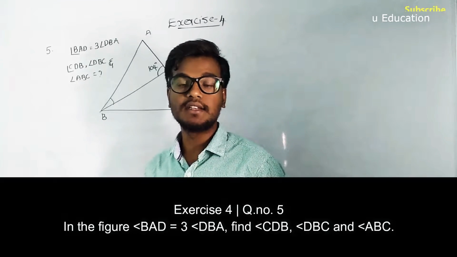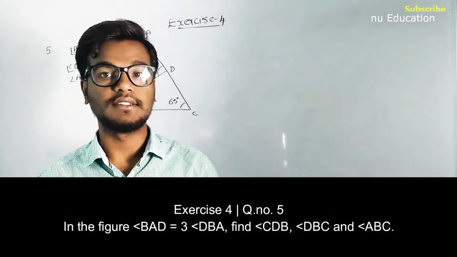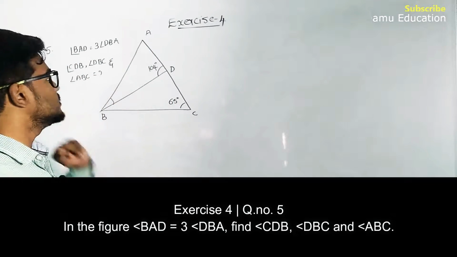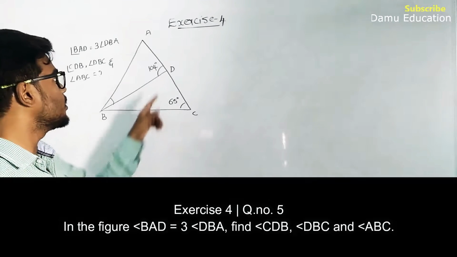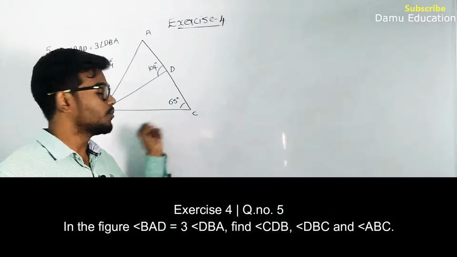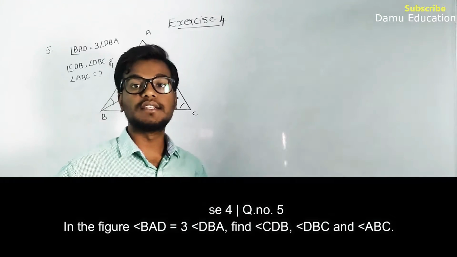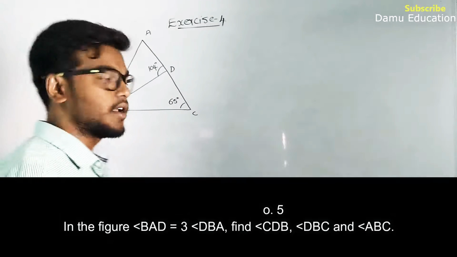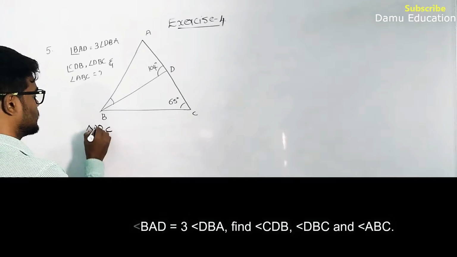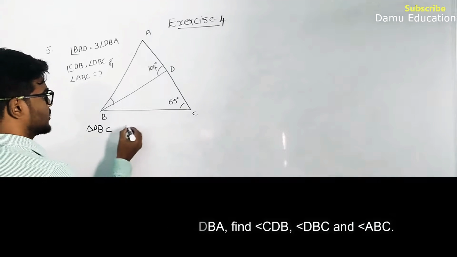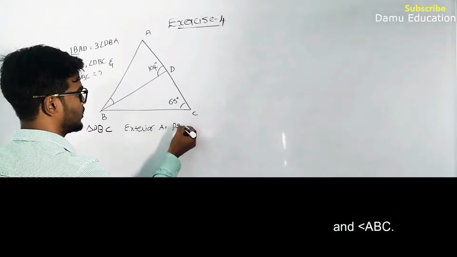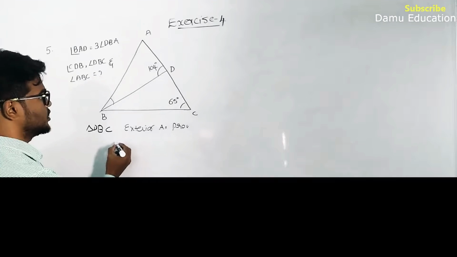Before going to that, which angle is easy to find? The angle that is easy to find is DBC. Angle DBC you can easily find. Why? Because for this triangle DBC, the exterior angle is already given, and one more opposite angle is given. From the exterior angle property, we can find it from triangle DBC.